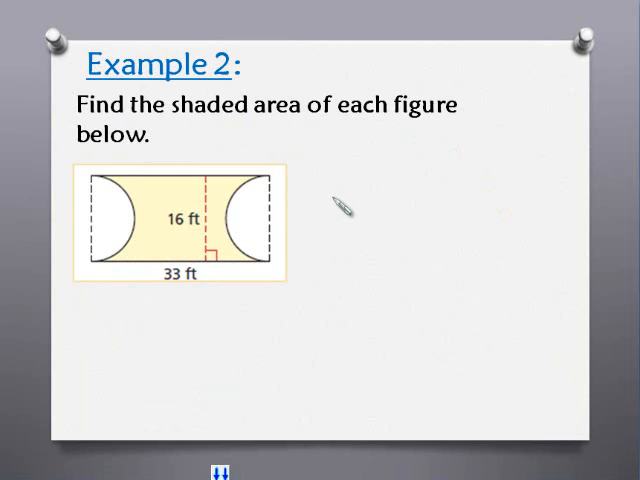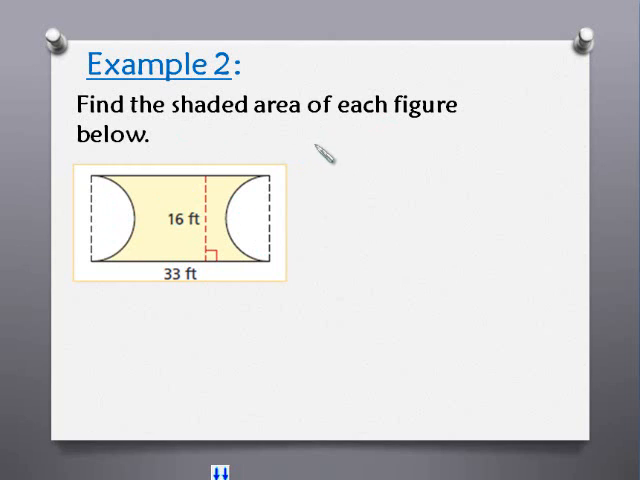Example 2. Find the shaded area of each figure below. So here I see that I have this rectangle here, and the shaded area is just this part here on the inside. Notice this half circle right here is not shaded. Same thing over here. That means we're going to have to cut that part of the area out of this equation. So to start off, first of all, I want to go ahead and find the total area of this whole rectangle here. Even though it has some white space, we can go ahead and subtract that white space after we've done the area of the rectangle.